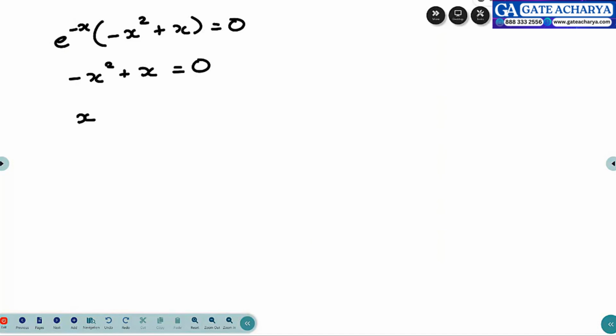So if I take x common, what do I get? Minus x plus 1 equal to 0. So x is equal to 0 or x equal to 1. These are the two possibilities of which point? Critical points. These are the two possible critical points. Is that okay? Now let's find out whether it is maximum or minimum.